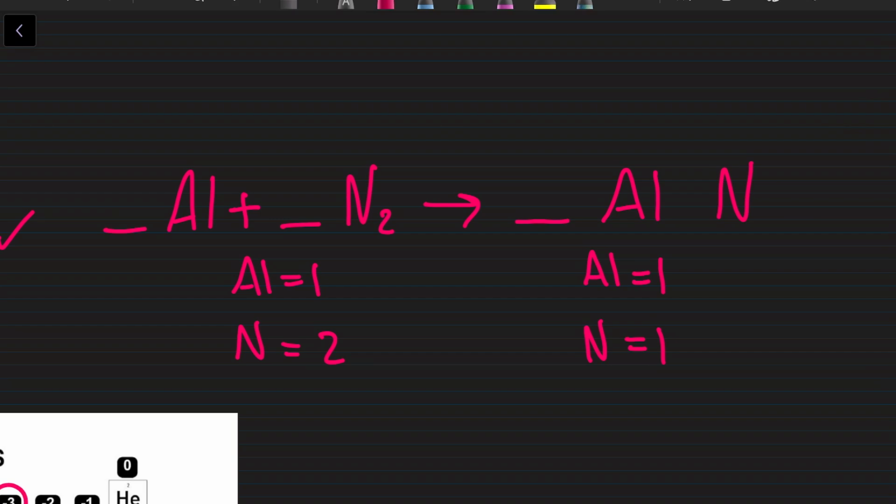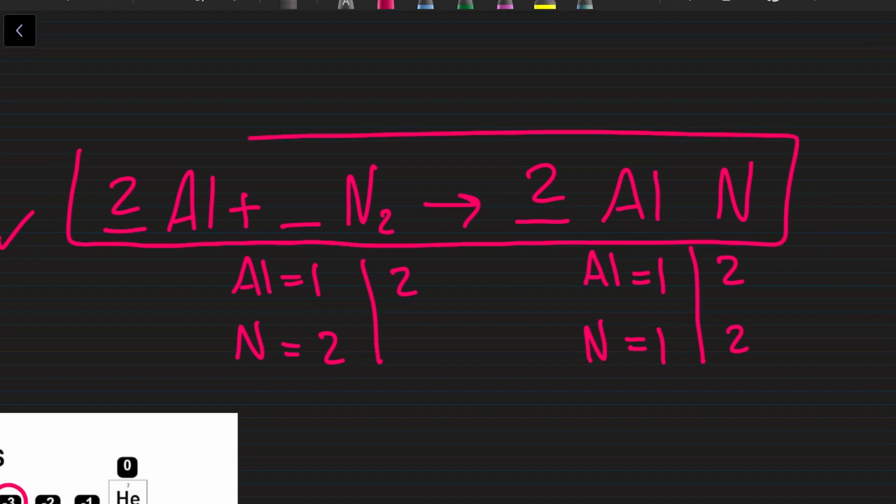Now I'm just going to count how many atoms I have on each side, and I'm going to start by balancing out the right side, multiply it by 2. So that's going to multiply my atoms of aluminum and nitrogen to 2, and then on the left side, I will multiply my aluminum times 2, so that way it can be equal to my right side, and then everything else is balanced. So this is my final answer.